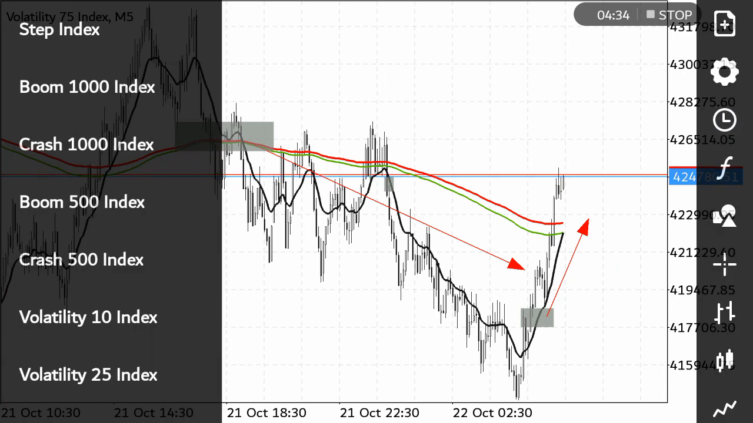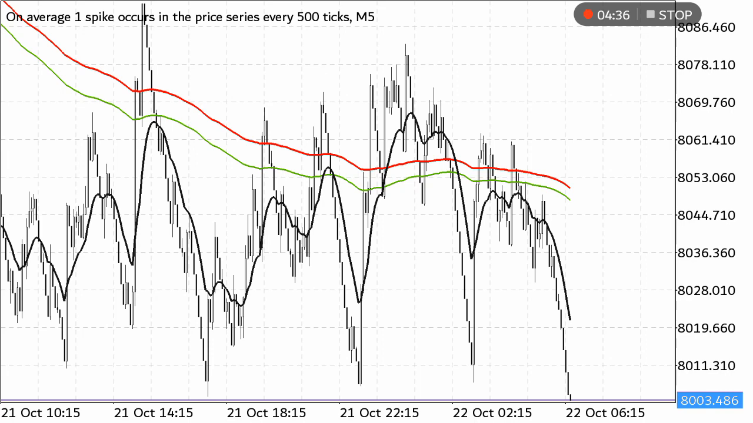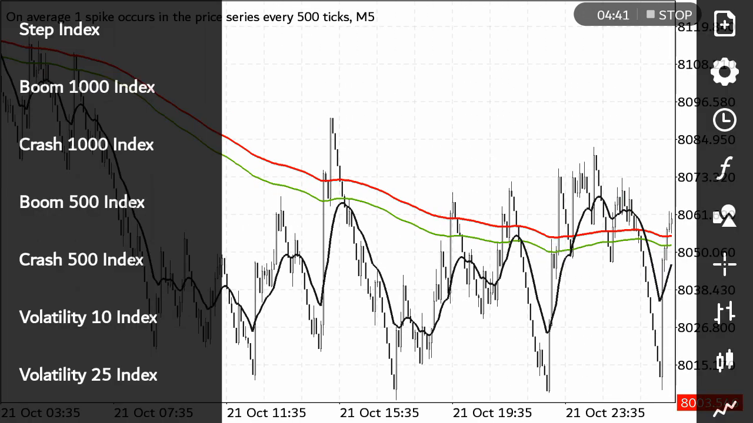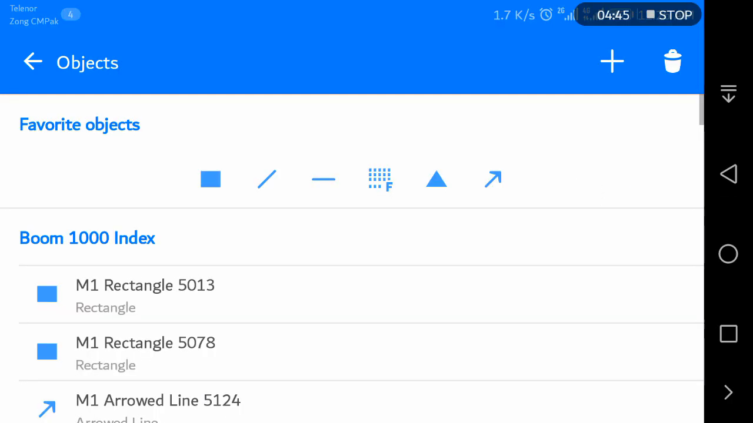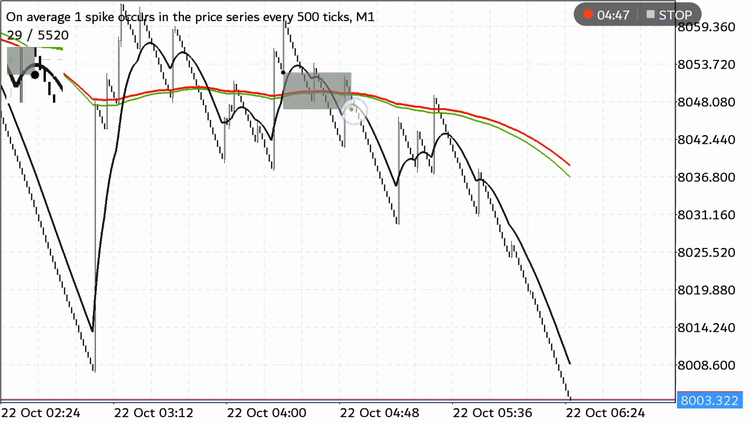And let's move on. Boom and crash index here, Boom 500 is now what I'm going to select. So look at this point, and once you choose Boom 500, choose the M1 time frame. Look, once the 13 moving average crosses the other moving average, it's time to open your trade and make awesome pips.